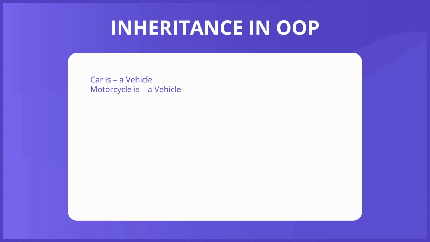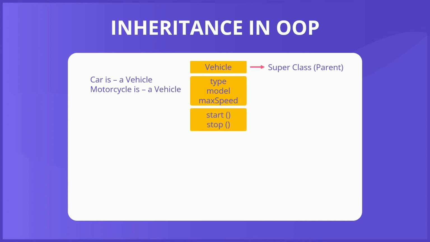So I'll show you in our example, we have this superclass Vehicle. Now all vehicles have a type, model, and a max speed. Also, all vehicles can start and stop. All right, so we understand this to be the base class.